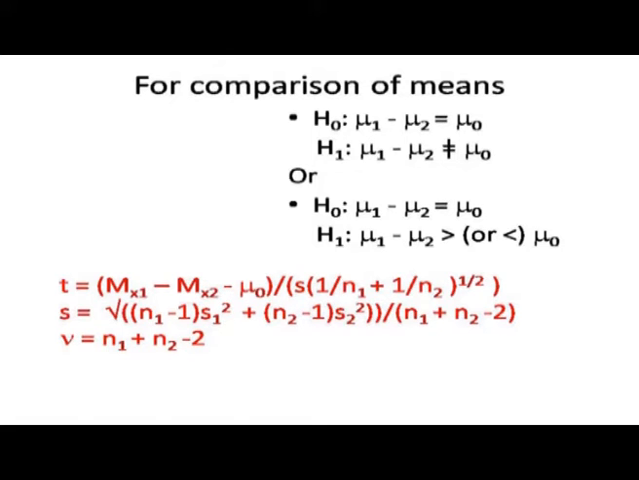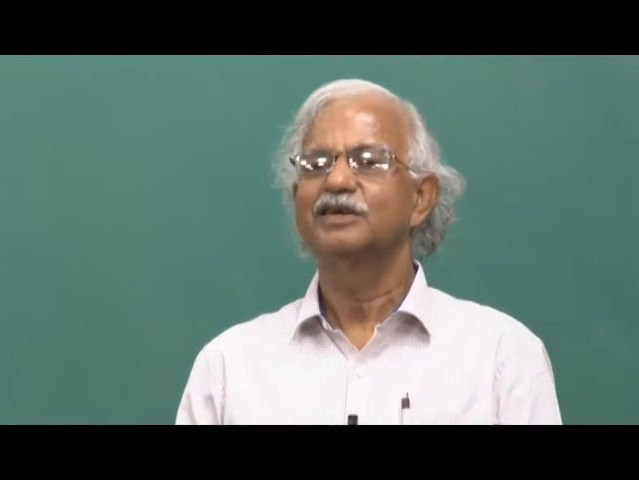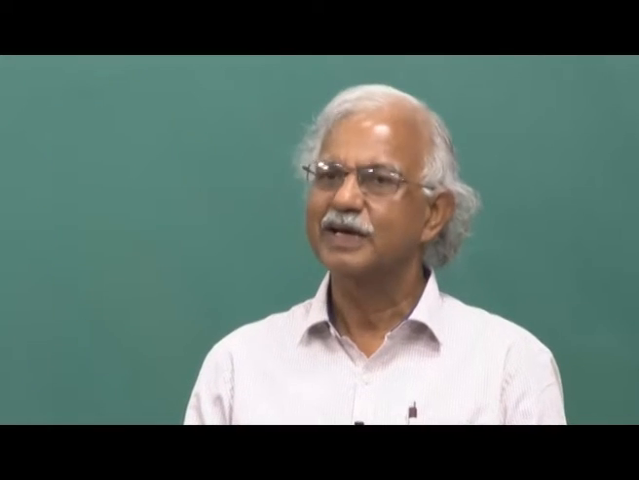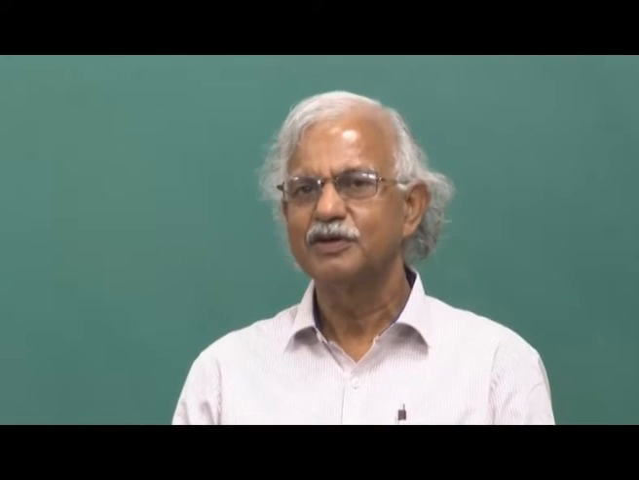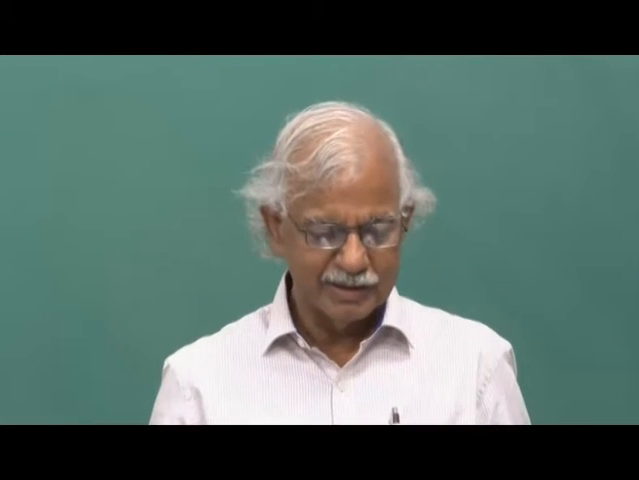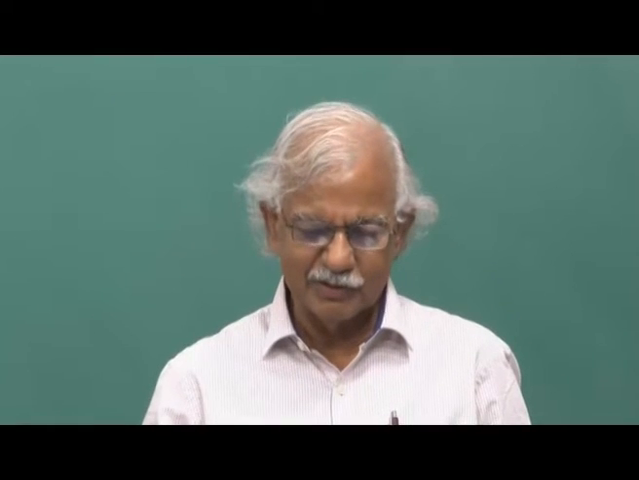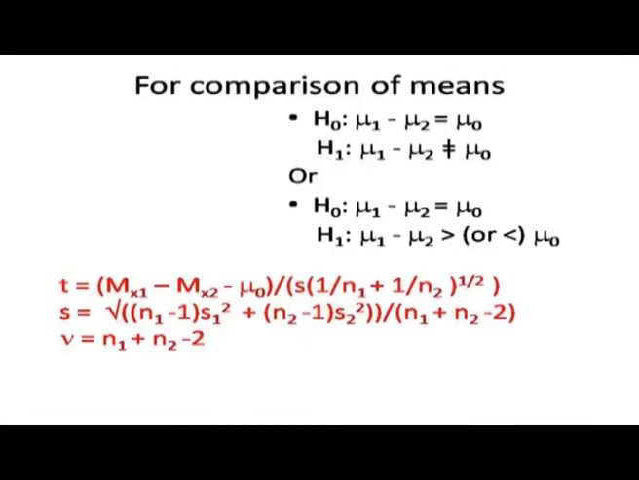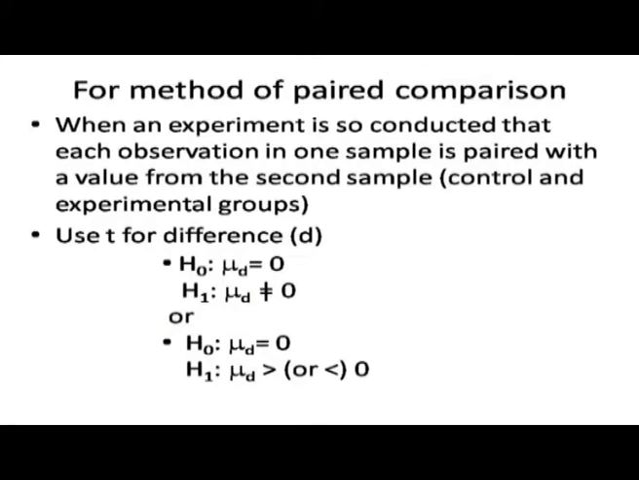N 1 plus n 2 minus 2 is the degrees of freedom of the data. So, if the first sample consists of 20 observations and the second sample consists of 25 observations, then 20 plus 25 is 45, minus 2, degrees of freedom will be 43, and for 43 you can as well use the Z test, because the value of t for degrees of freedom more than 30 will be same as that of standard normal distribution.